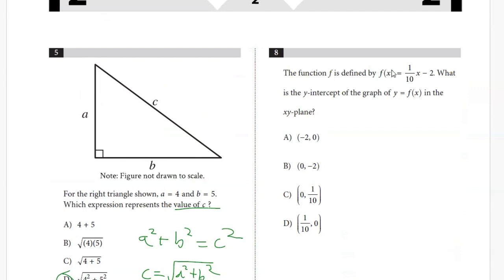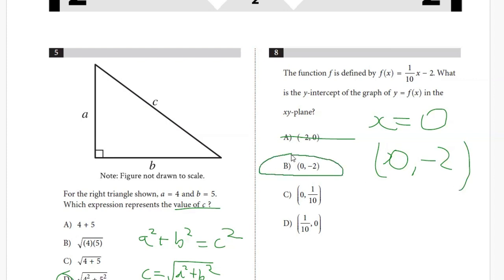The function f is defined by f of x equals 1 over 10 x minus 2. What is the y-intercept of the graph of y equals f of x in the xy plane? Y-intercept means x equals 0. So A is automatically wrong. And if I put in x here, it's 0 minus 2. So B is the correct answer choice.